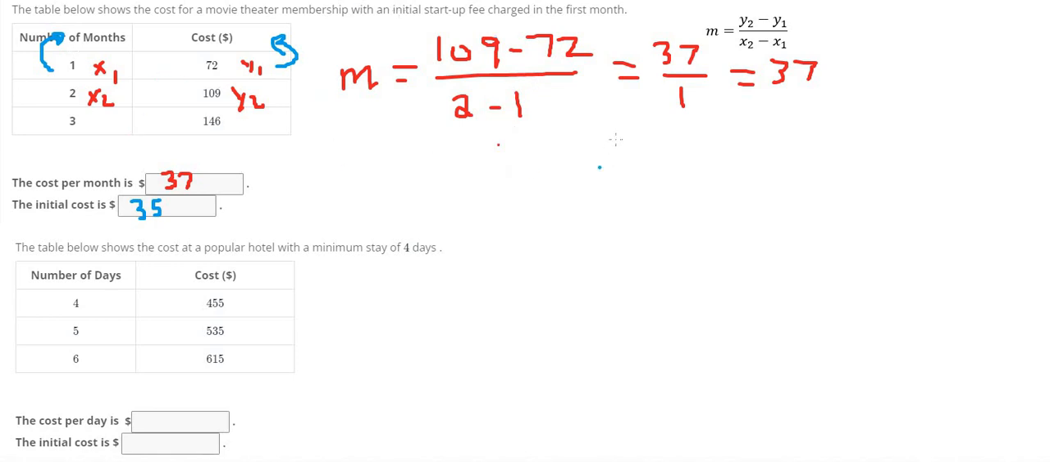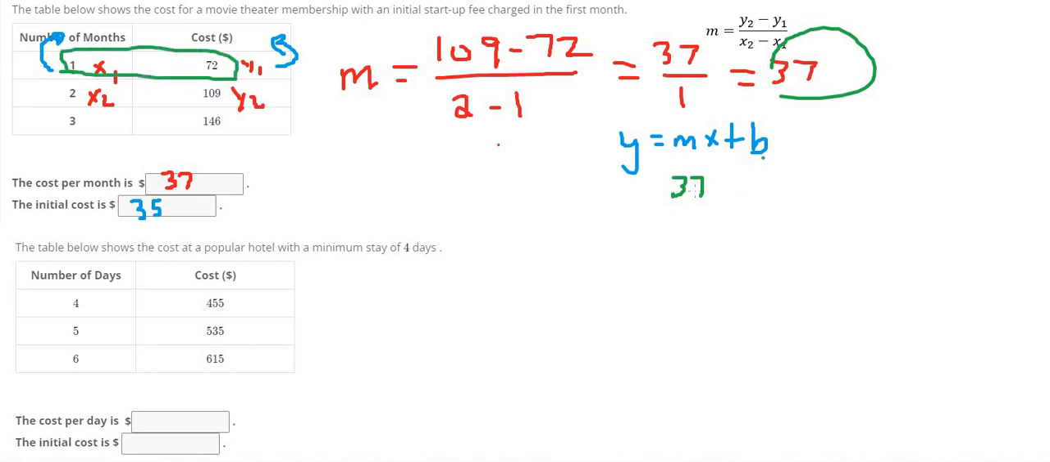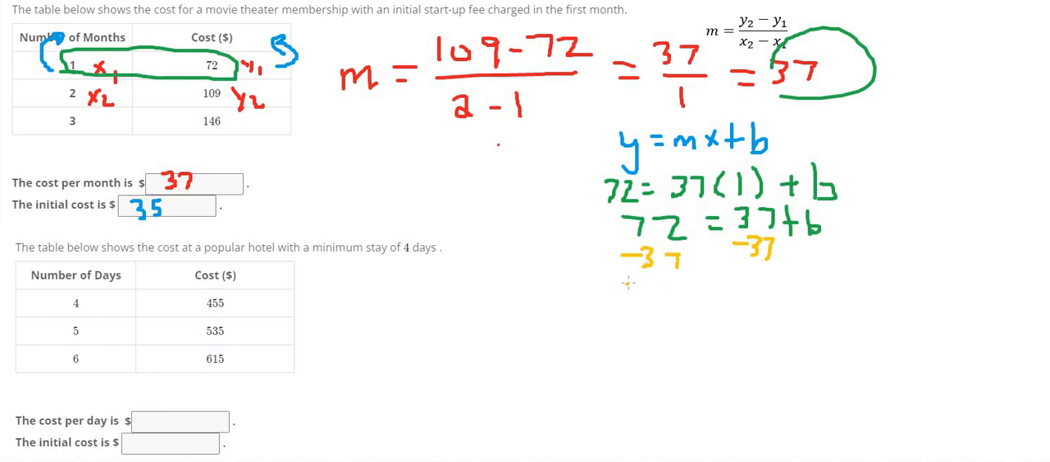We can pick any point we want, and we can use y equals mx plus b, because the b is what we're looking for. We have the m right now. The m is 37, so we can put that value in, and we can use any of these other points that we want. Let's use 1 comma 72 because the math will be really easy for it. But any of these points would work. So I put my 72 in for y and my 1 in for x. 37 times 1 is 37. And now we're going to subtract 37 on both sides. And we're going to get the same answer as before: b, or the starting value, is going to be 35.